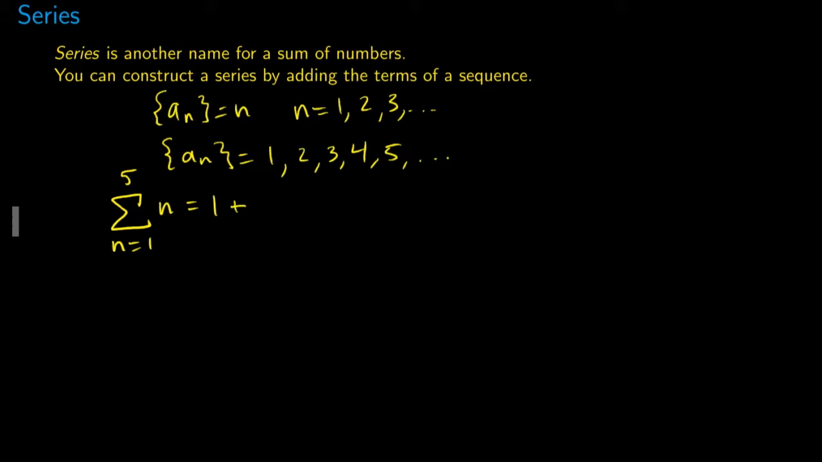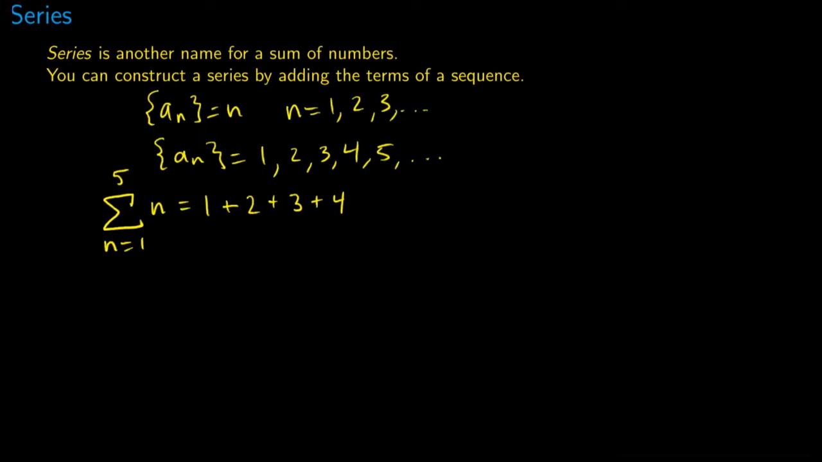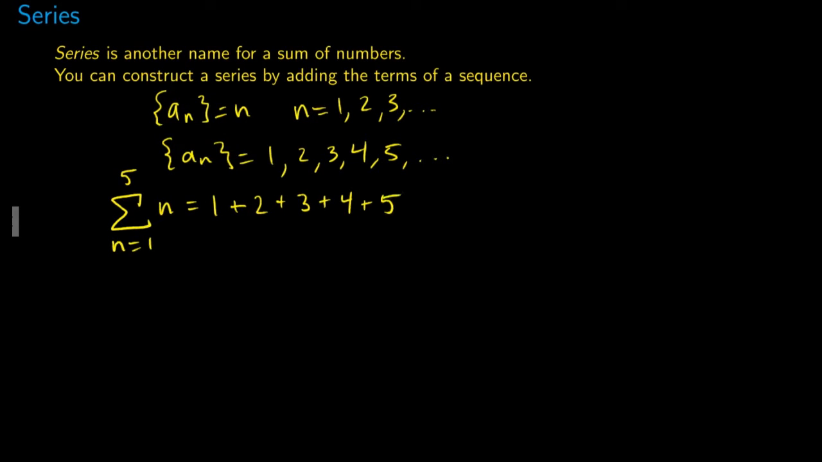So in the next iteration, n would be 2. We're going to keep increasing n every iteration until we get to the ending point, which we said would be 5. So the sum from n equals 1 to 5 of n would just be 1 plus 2 plus 3 plus 4 plus 5, which that sum is just 15. Okay, so that's a finite series.